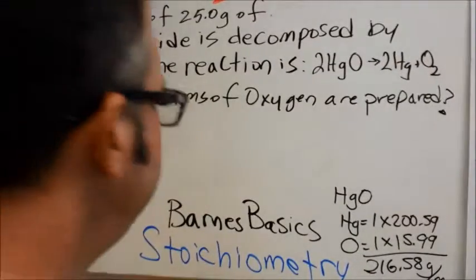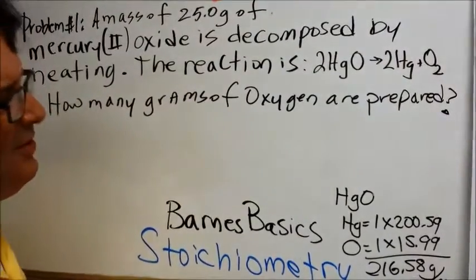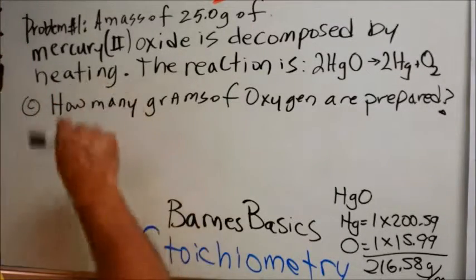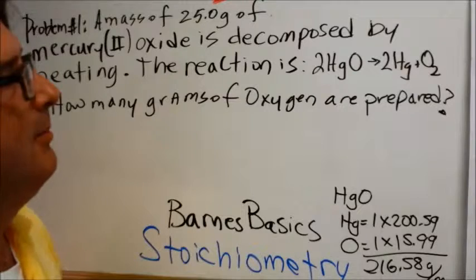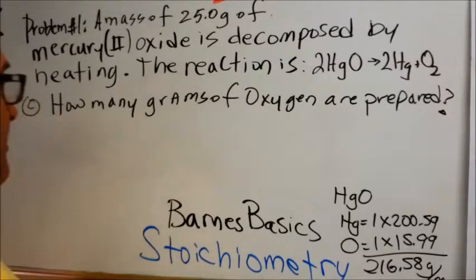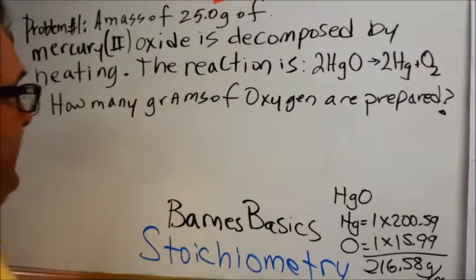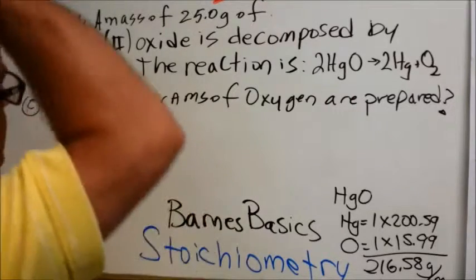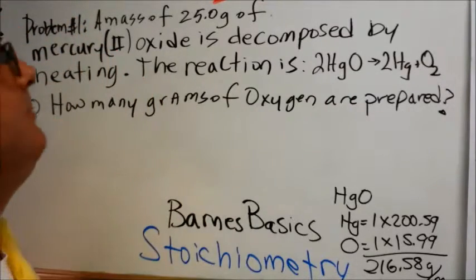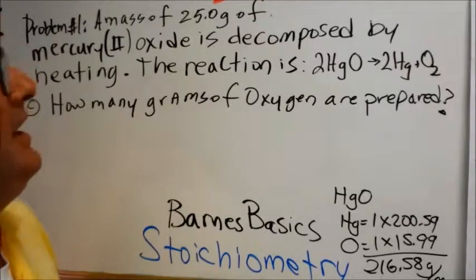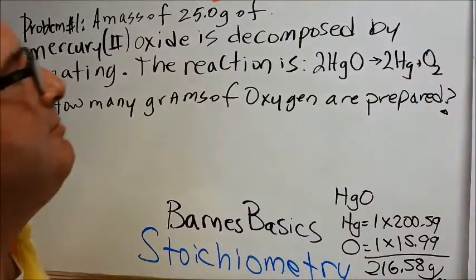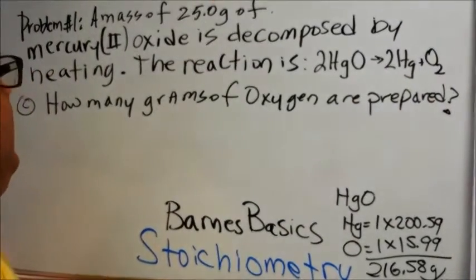Welcome back to Barnes Basics, and we're going to do the third step to this decomposition problem, and we're going to find out how many grams of oxygen are prepared in this problem. The problem was earlier stated and it's restated now. A mass of 25.0 grams of mercury II oxide is decomposed by heating. The reaction is 2 moles of mercury oxide yield 2 moles of mercury plus 1 mole of oxygen gas.